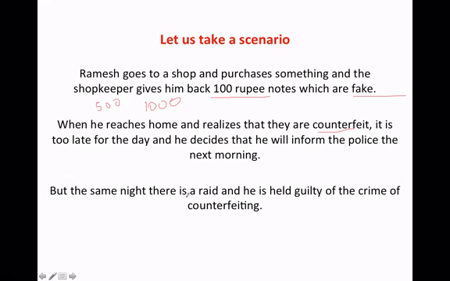But the same night there is a raid on Ramesh's house, and he is found by the police with the fake notes, and the court finds him guilty of the crime of counterfeiting. Now, you might say here that Ramesh was not guilty and it was not Ramesh's fault. He was, let's say, duped into keeping the counterfeit money. But according to the law, he was caught with counterfeit money and he has to be punished. He is found guilty. So that is what I'm trying to make you understand here. Never fall into an emotional trap. Be aware of any emotional situations that are given in the question.